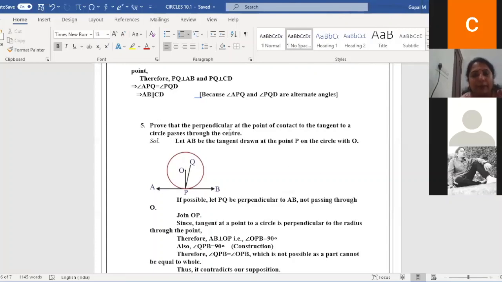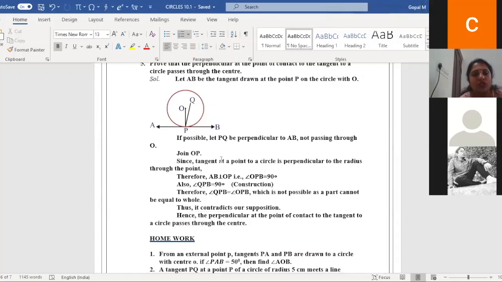Yes, ma'am. That the perpendicular at the point of contact to the tangent to a circle passes through the center. This we need to prove. So we'll take the point PQ which does not pass through the center. So we'll join OP. Since the tangent at a point to a circle is perpendicular to the radius through that point, we take AB is perpendicular to OP. So angle OPB is equal to 90. This we got to know from theorem 10.1.